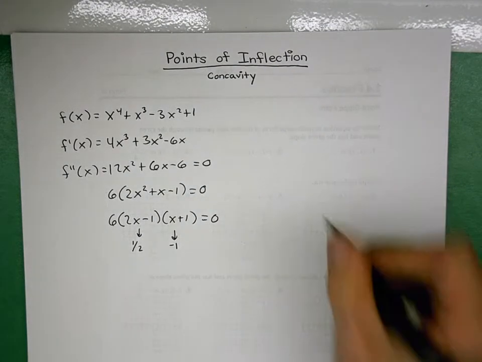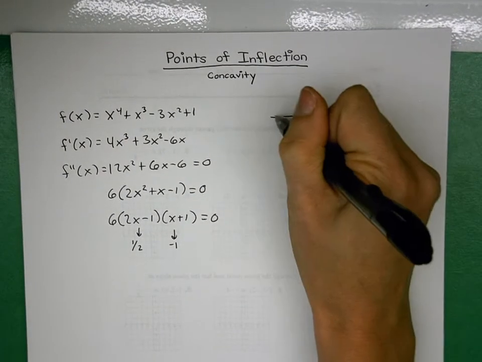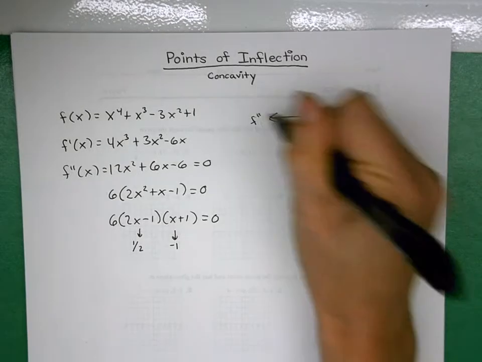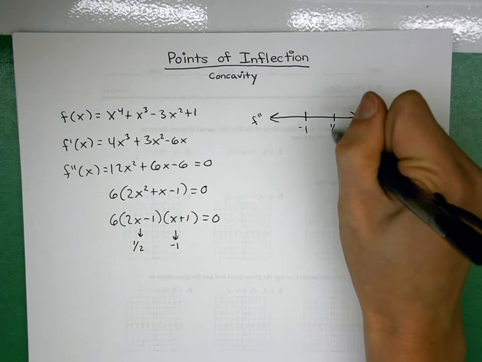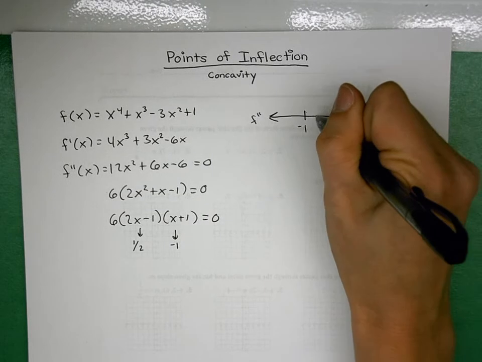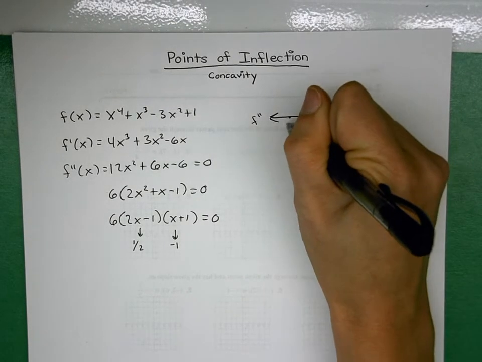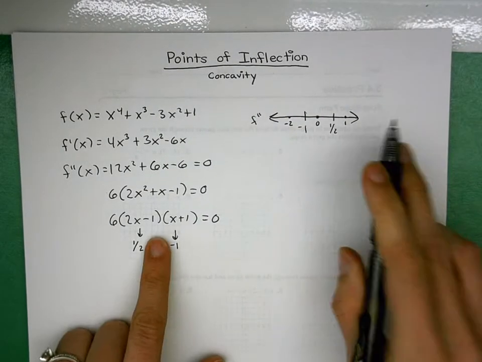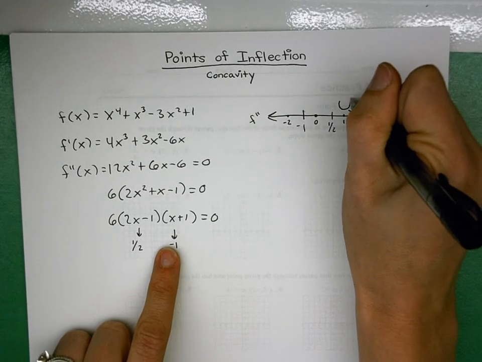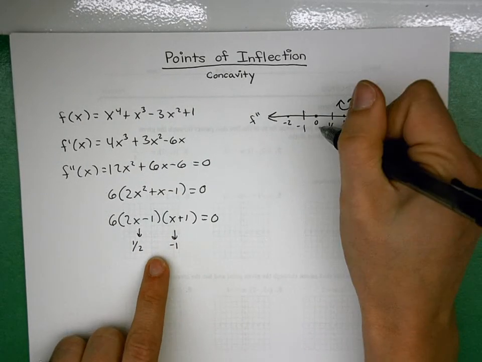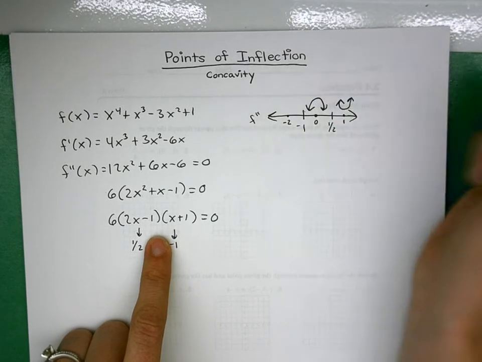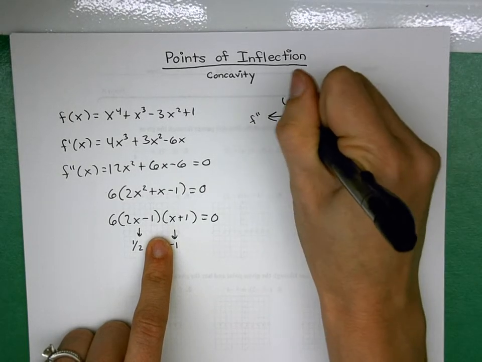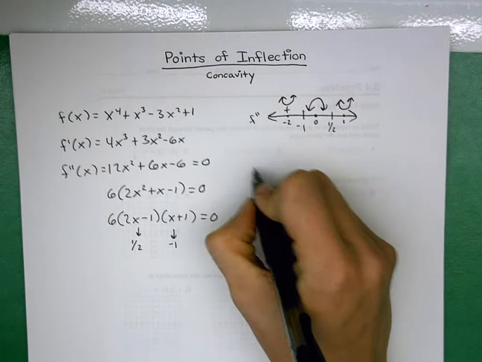To see if they are in fact points of inflection, I'm going to do a number line test here. My testing numbers are going to get plugged into the second derivative. So I'm going to test 1, 0, and -2. When I plug in 1, I get a positive number, so I know my original function will be concave up. When I plug in 0, I get a negative, so I know my original function will be concave down. When I plug in -2, I get a positive, so I know it'll be concave up.